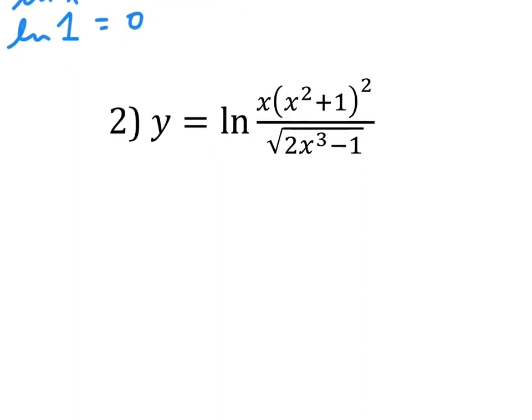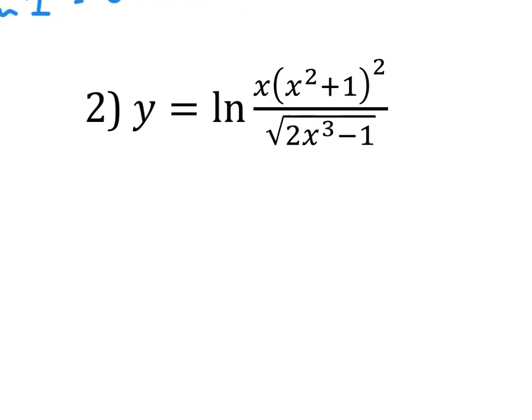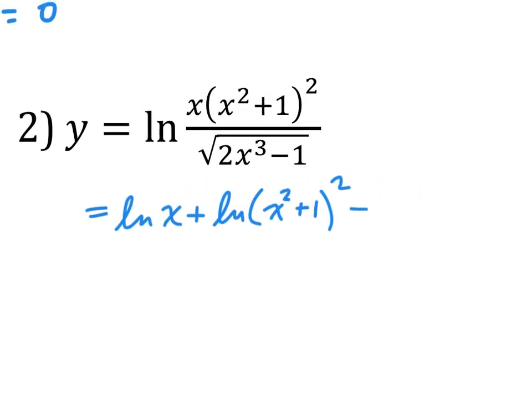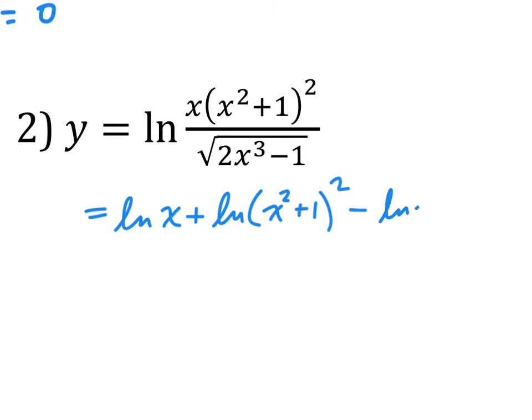So using those ideas, the whole idea is let's split out this whole natural log, because you can see that we have a multiply here, we have an exponent here, and then we have a divide. So we can split this whole function into natural log of x plus natural log of x squared plus 1, squared. And why did I do that? Because there's a multiply here, so I can change that to a plus. And then minus natural log of the square root of 2x cubed minus 1.